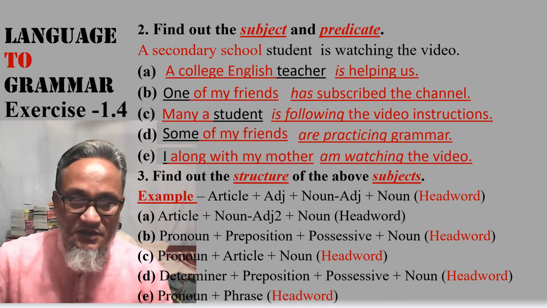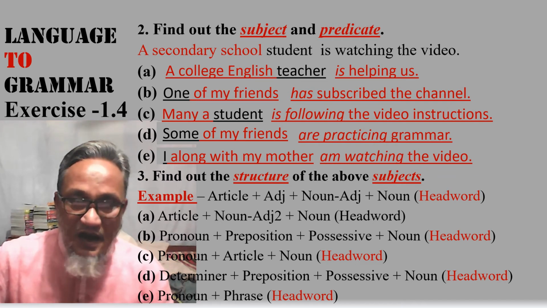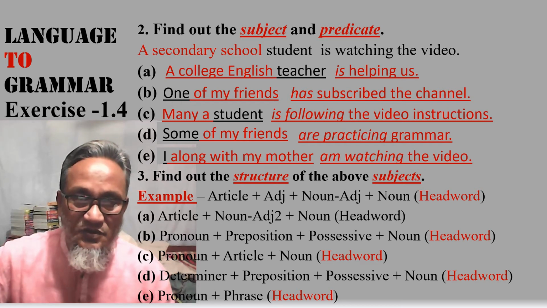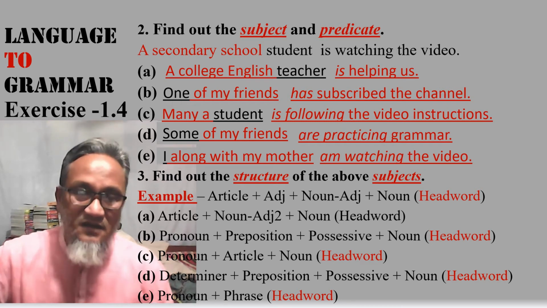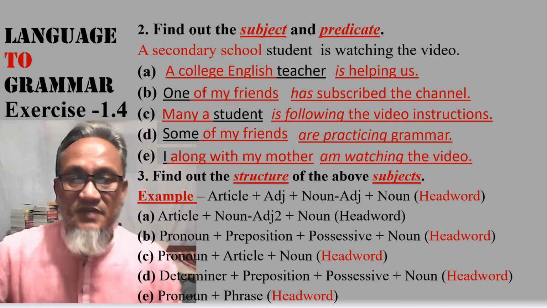And then next, E: I along with my friend. I, pronoun. Along with my friend, it's a preposition phrase. And the head word is I. So the verb is am washing the lady. Then friend, the next.